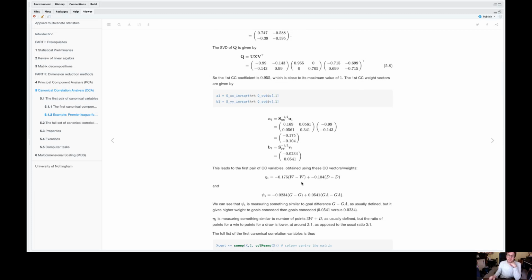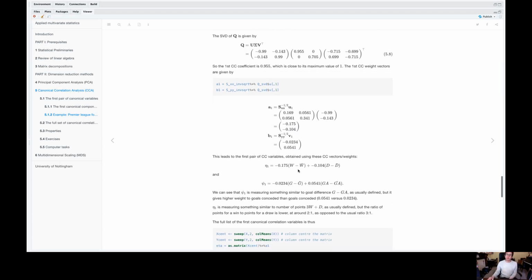So the first CC variable is going to be A1 transpose times our x's. So we're going to get minus 0.175 times the number of wins. These are centered, of course, so we've subtracted the average number of wins here. Minus 0.104 times the number of draws, centered draws. So if we think about trying to interpret what this is, it's something like the negative of the number of points scored.